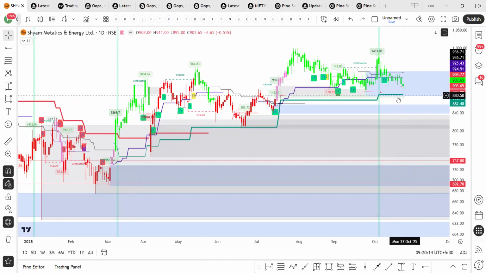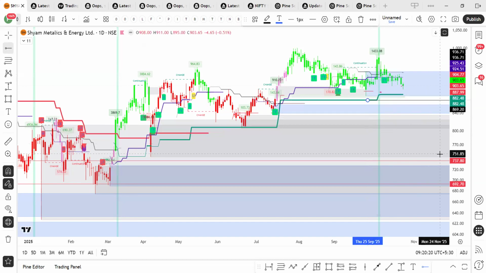So if price is able to sustain and not close below this daily low, this one, this is a buying area, 879.35. So 879.3. If the candle remains above this, then we may expect the first target at this highest close. There is continuation. This is the highest close. So we may expect prices to reach up to 960, 970 level.